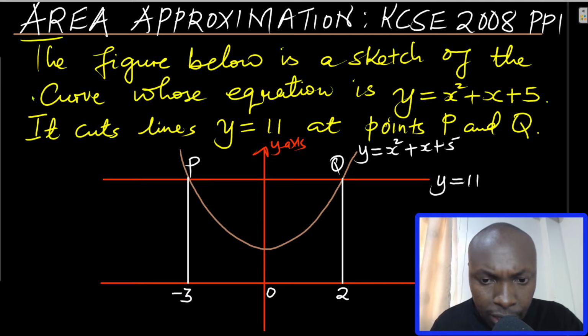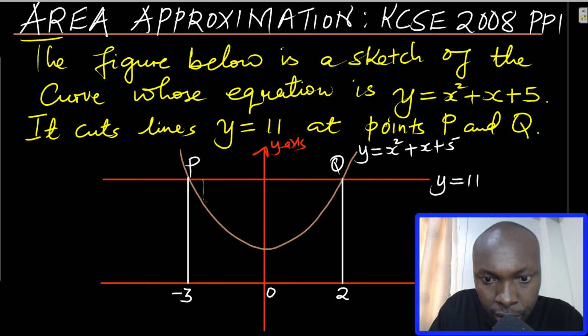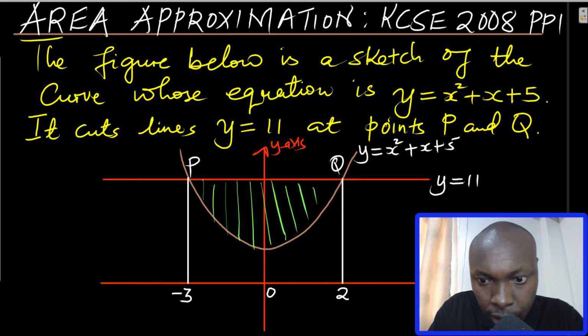Now, which is that area that is bounded by the curve and also this line y is equals to 11? The area is here. I'm going to shade that area. So the area that you're required to find is this area that is here. That is the area bounded by the line y is equals to 11 and the curve y is equals to x squared plus x plus 5.